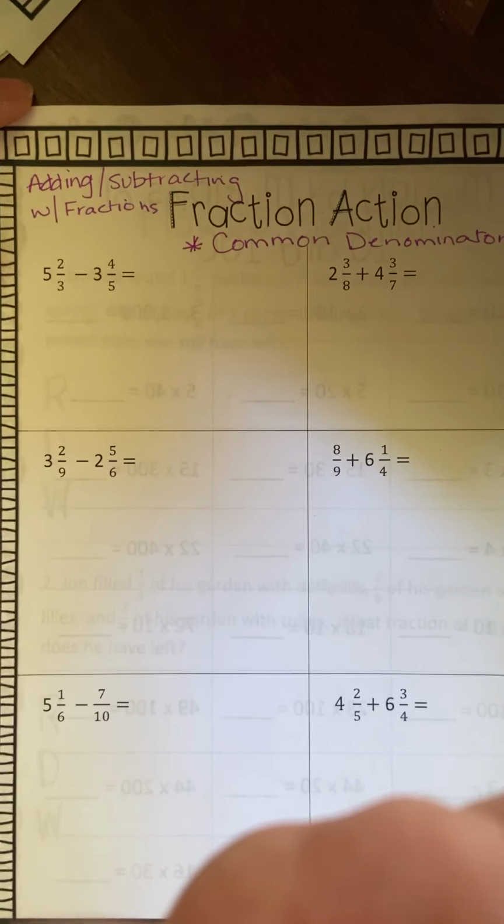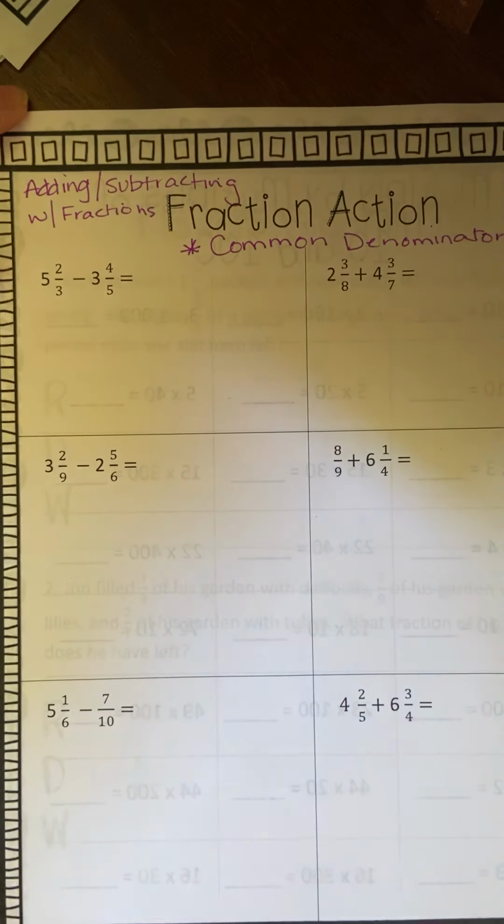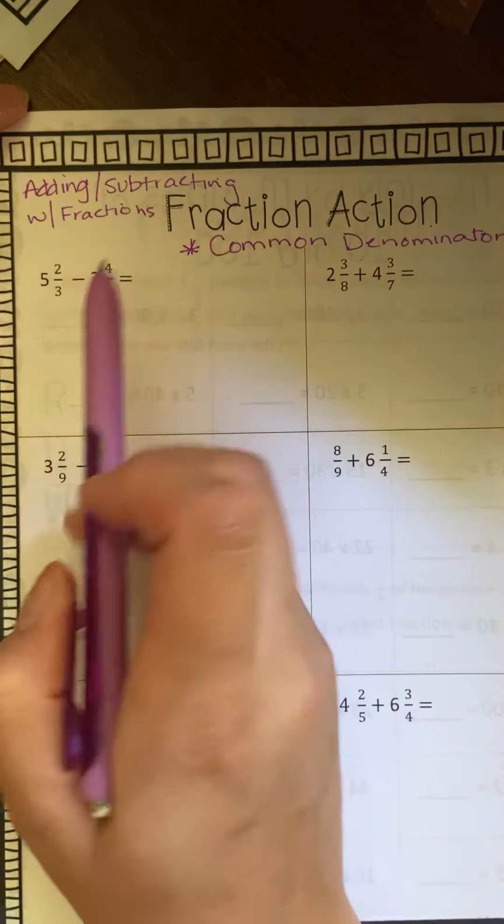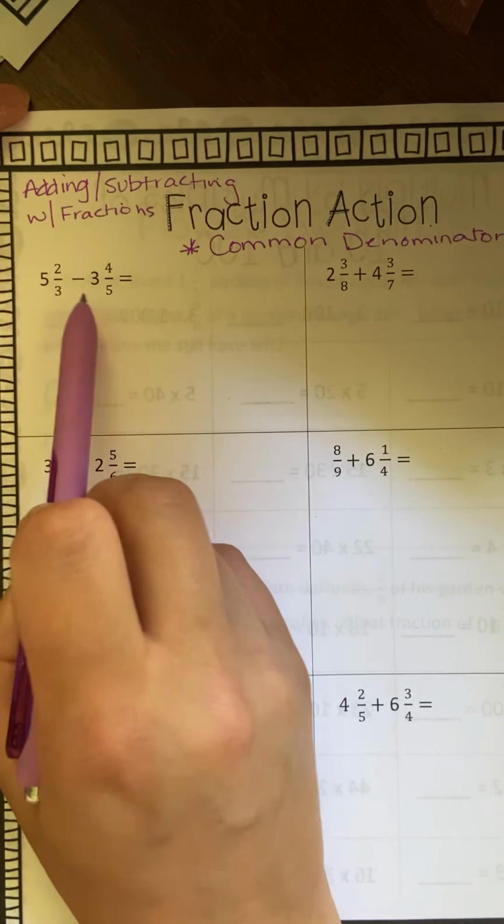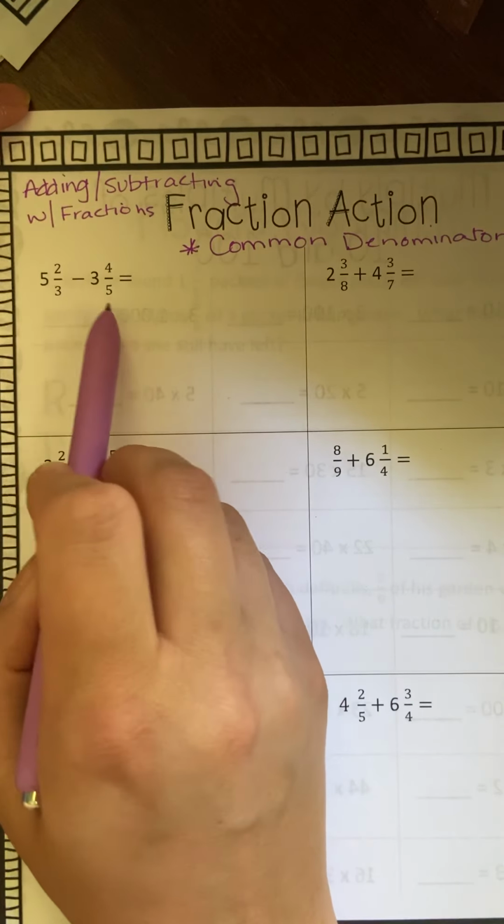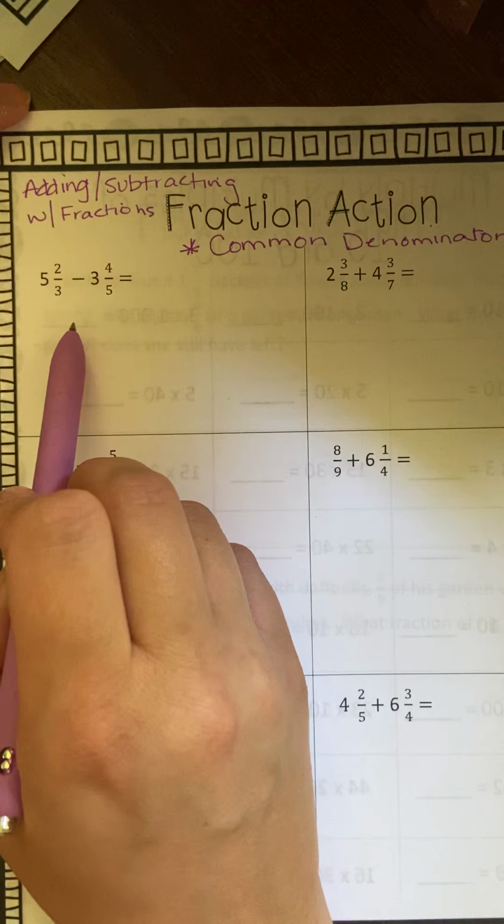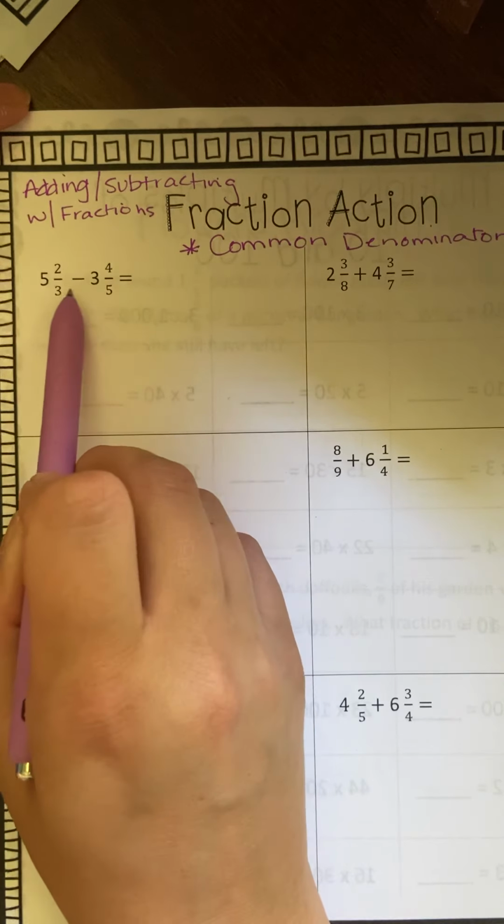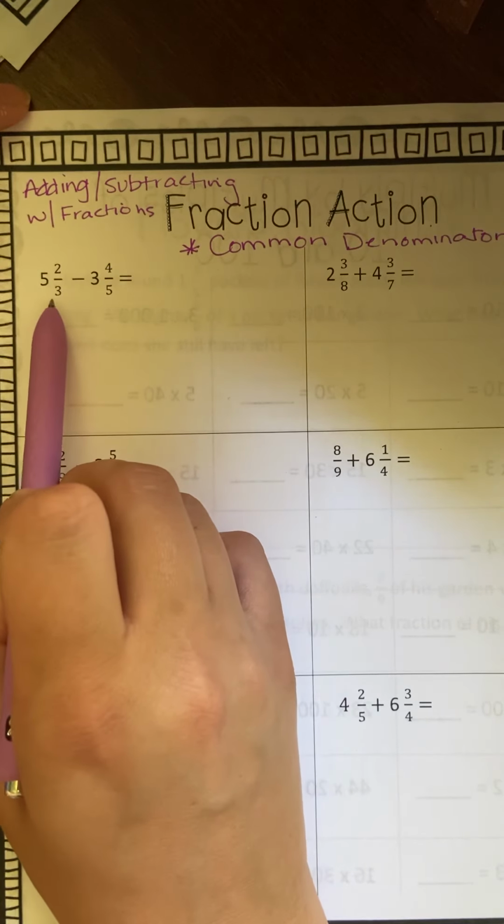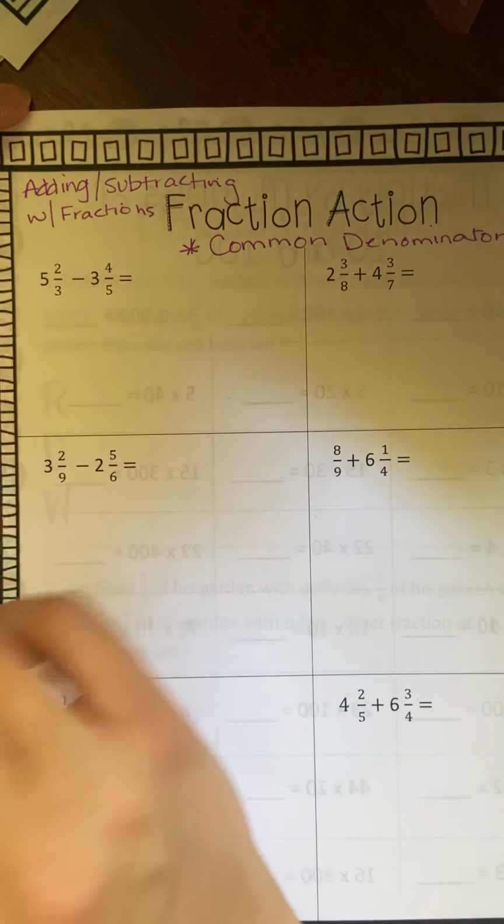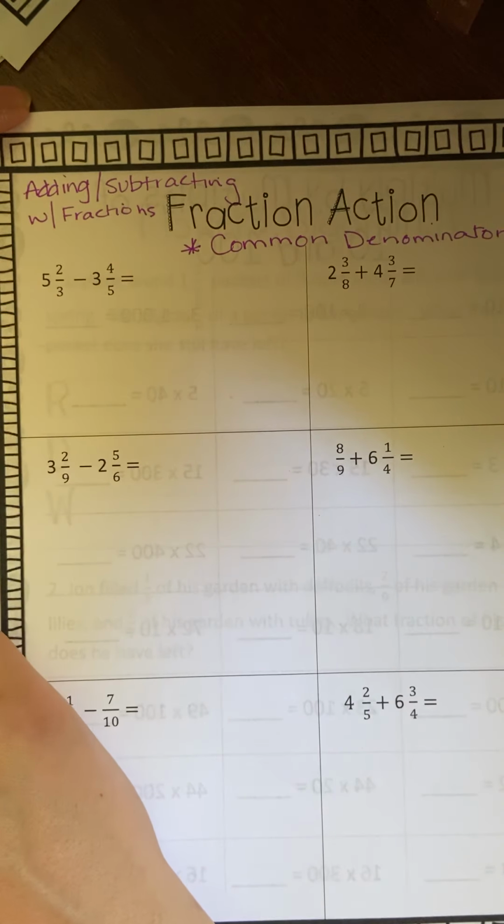I have this first one. I have 5 2/3 minus 3 3/4, okay? So the first thing I'm going to do here is think, okay, what multiple do both 3 and 5 have in common, all right? And so a lot of you like to use that method where you just multiply these two together, and 3 times 5 is 15, and so we know that that has to be a common multiple, okay?